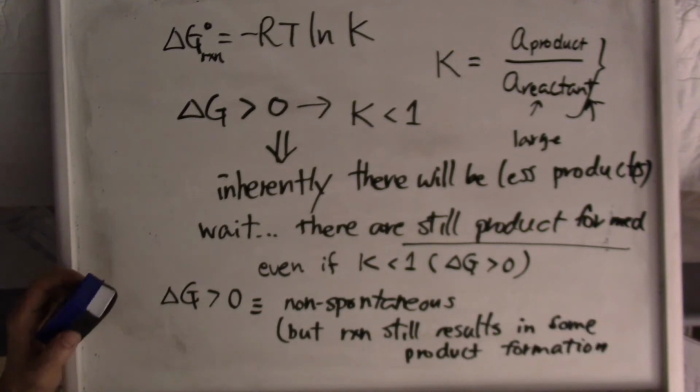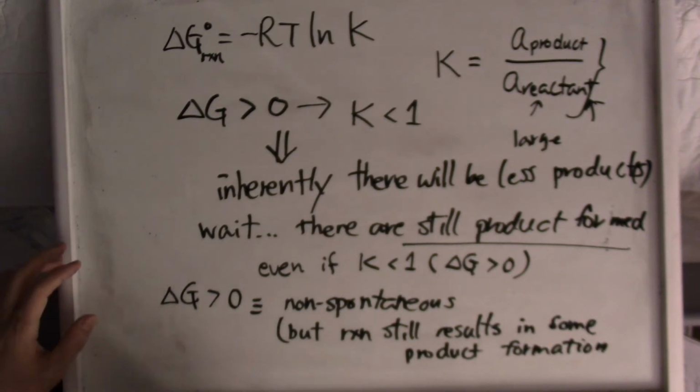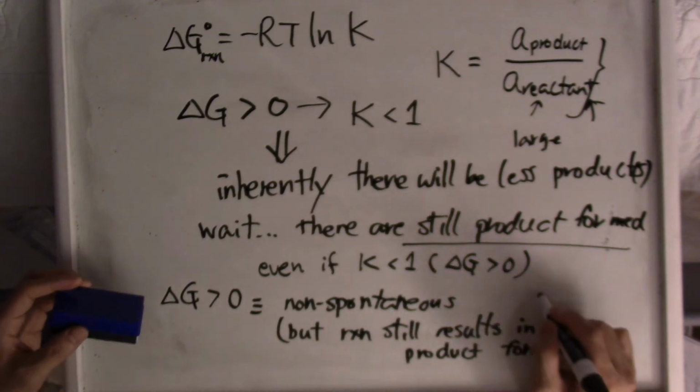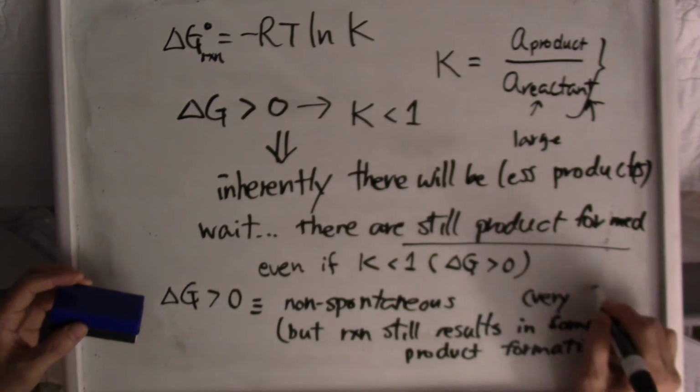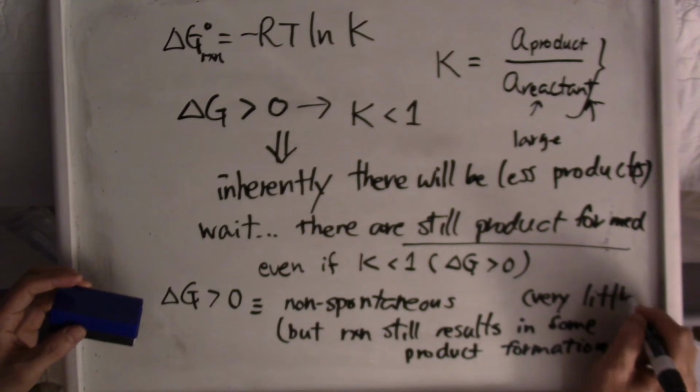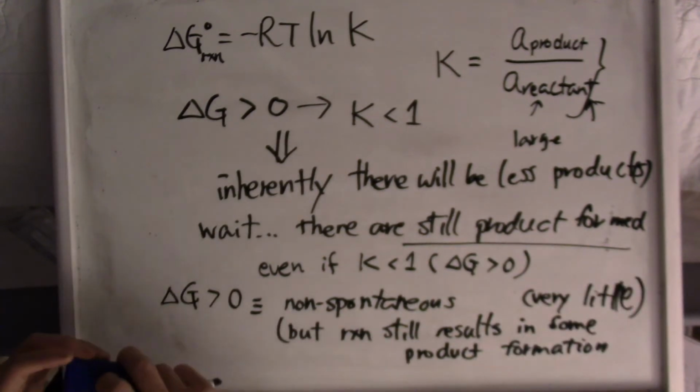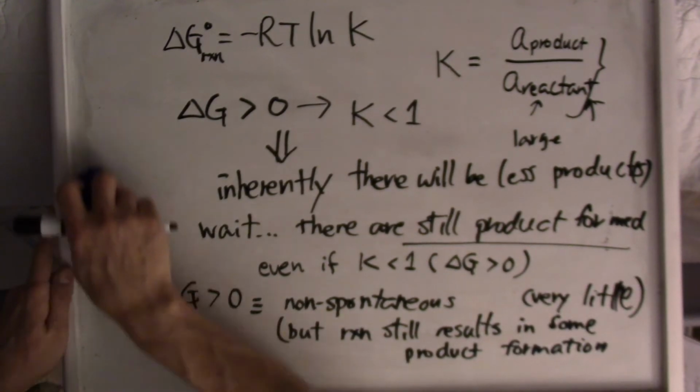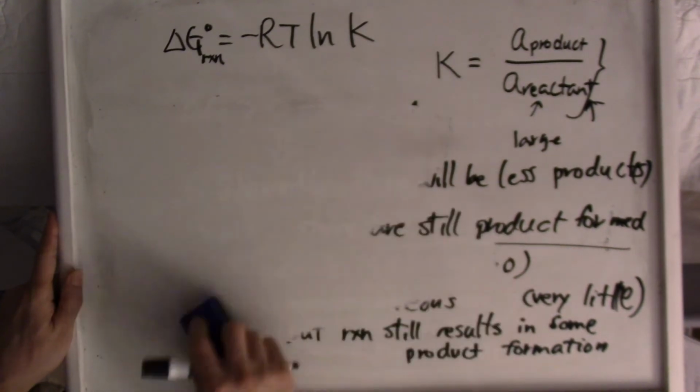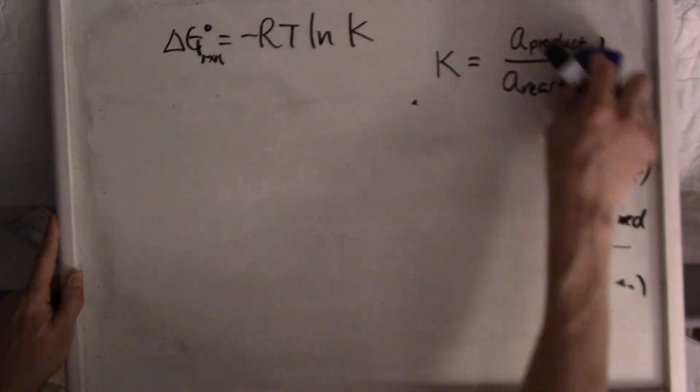So keep that in mind. Now, that said, I'm just going to call it very little, but it still does form. Little, so keep that in mind. Now, of course, K is less than 1 and delta G is greater than 0.